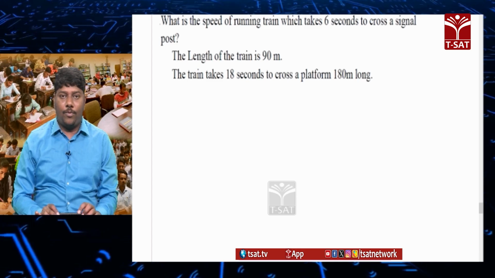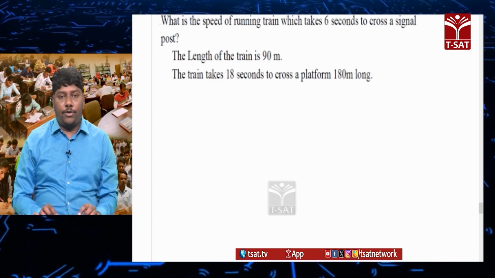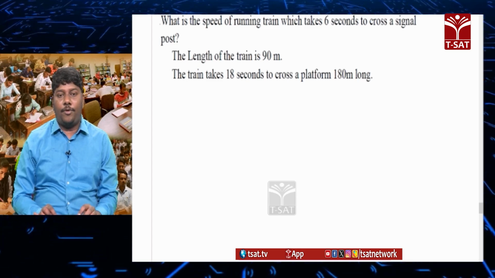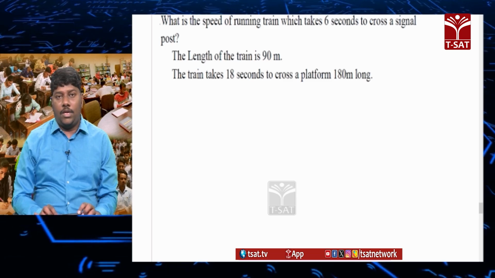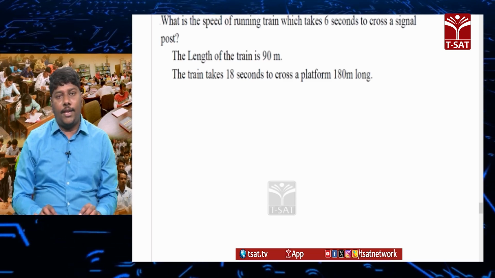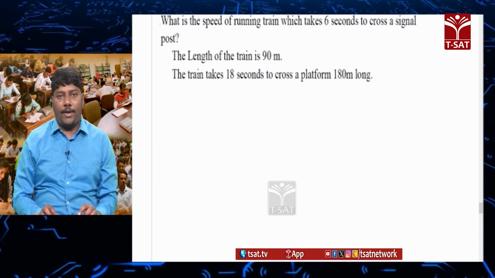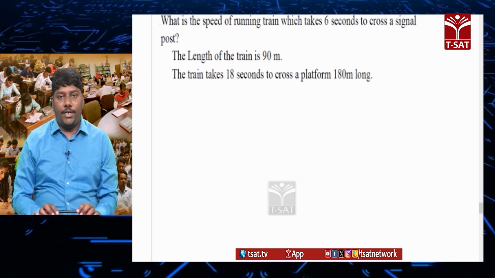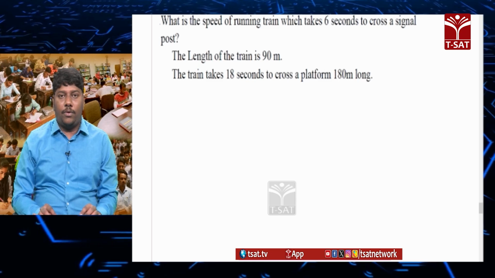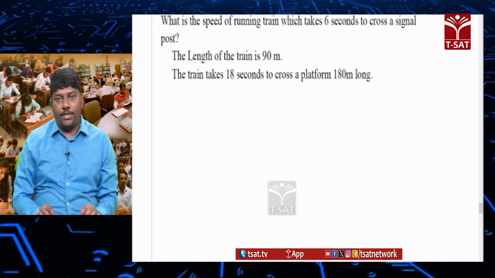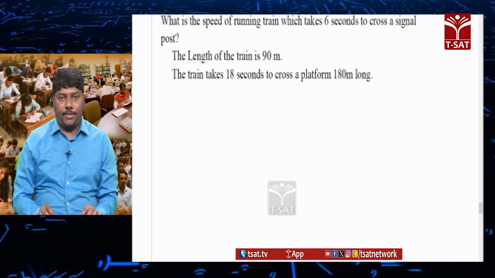So by using statement 1, you can answer it. Look at statement 2: a train takes 18 seconds to cross a platform 180 meters long. Looking at only statement 2, do you know the length of the train? We don't know it. By only knowing the length of the platform, you cannot find the total distance traveled. Therefore, statement 1 alone is sufficient. Our answer is A in this case.